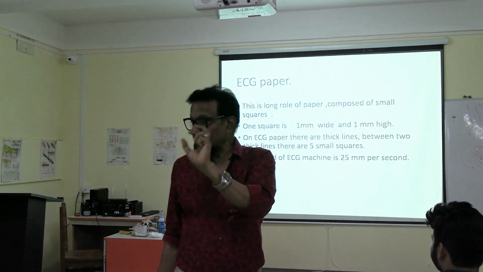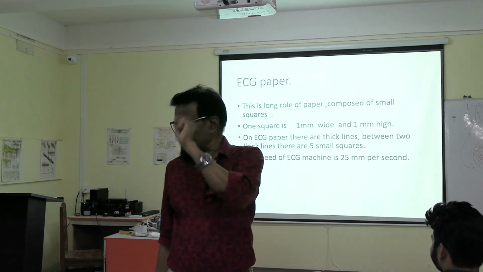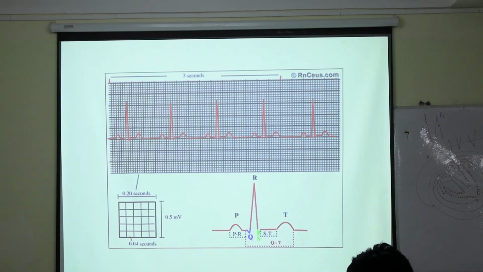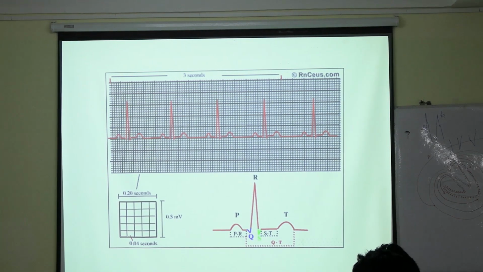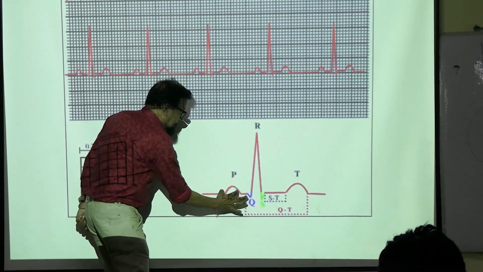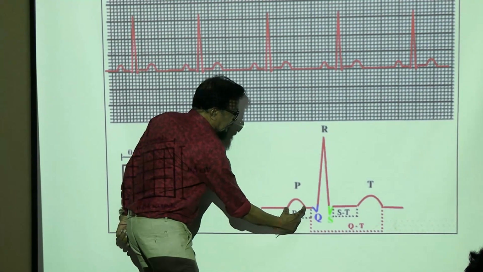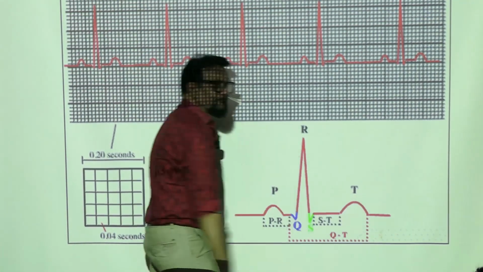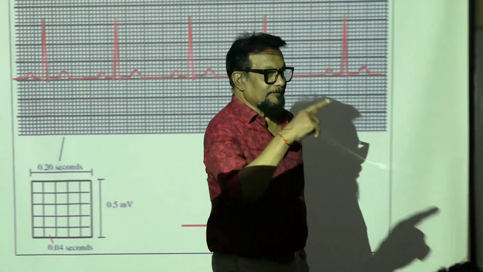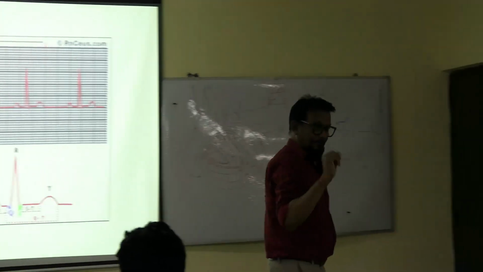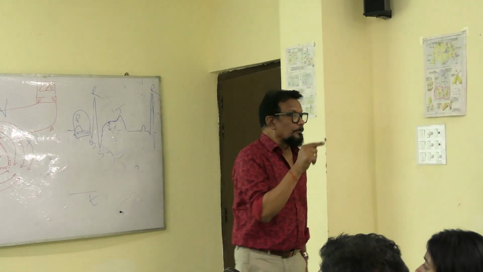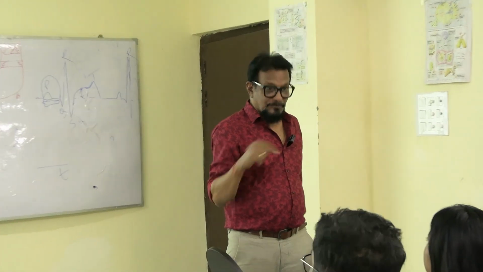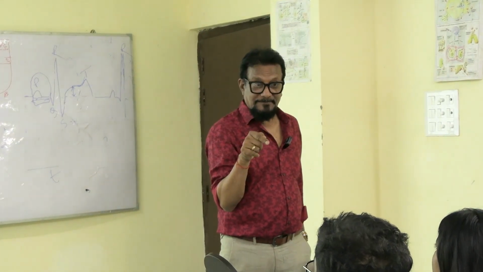P duration, QRS duration, and T duration. These three durations we will get. Look at the bottom of this. This is P duration, not this. P duration, QRS duration, T duration. From the beginning of T to the end of T is the T duration. From the beginning of Q to the end of S, this QRS is a complex.